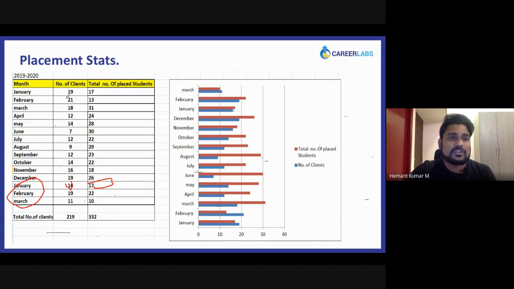For example, look at this. In February, 21 people joined, but only 13 people got placed. Whereas the next month, 18 people joined, 31 people got placed. So cumulatively, we've been strongly able to push for placements. That's why we are even able to give a 100% placement guarantee. That is a very, very interesting part of it.